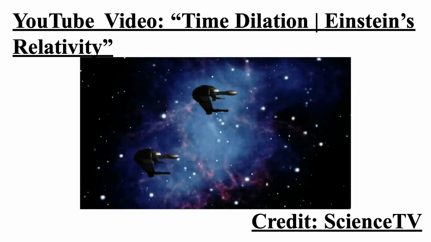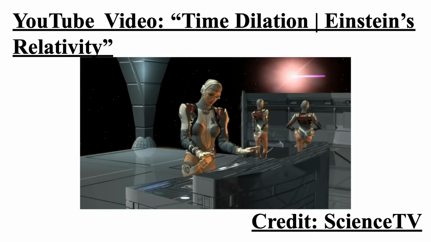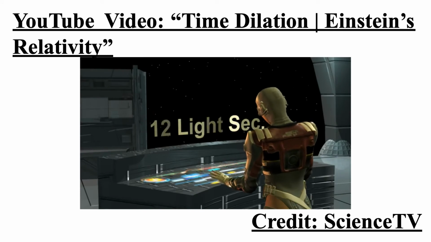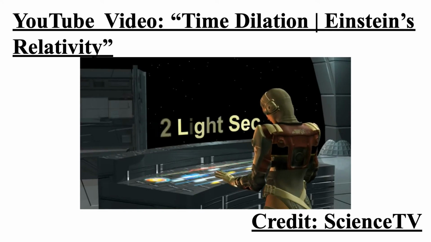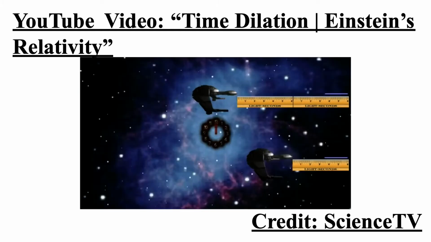Here are 2 starships, one at rest and the other in motion. When the moving ship passes a stationary ship, each fires its laser. Now, according to Einstein, the speed of the laser light doesn't depend on the motion of the ship. So we see both beams traveling side by side at the same speed. The crew of the ship at rest witnessed their laser beam traveling 12 light seconds in 12 seconds, and report that light travels at the speed of 1 light second per second.